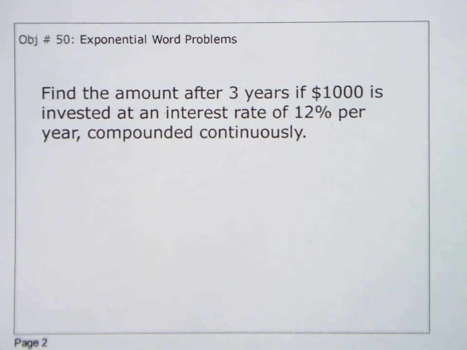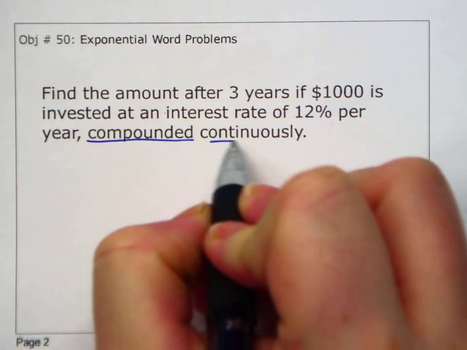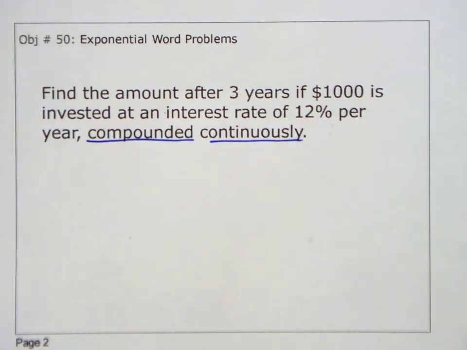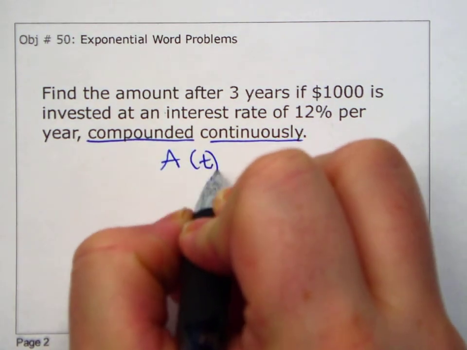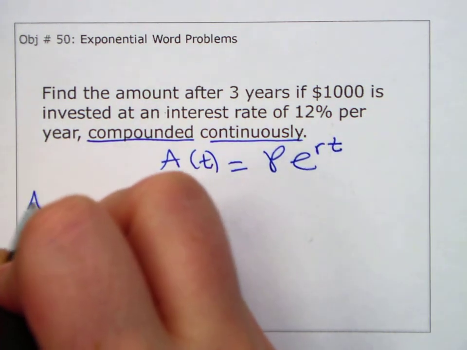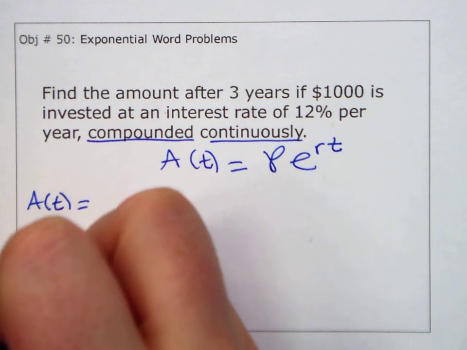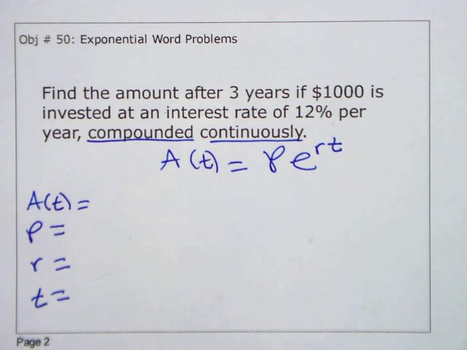It says find the amount after 3 years if $1,000 is invested at an interest rate of 12% per year, compounded continuously. I kept underlining this because it's really important. We have a very specific formula for compounded continuously, and that's A of t equals P e to the rt. So A of t equals, P equals, r equals, and t equals. Which ones of these do we know?